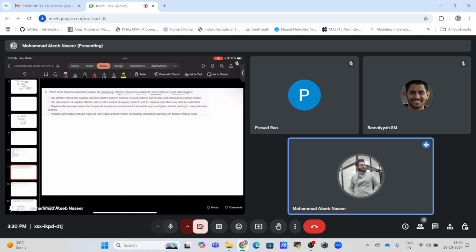We have been given four options. The first says that the effective mass being negative indicates that the particle's behavior is unconventional and deviates from the standard free particle model. This is absolutely weird. The particle behavior is not unconventional, it is just that the behavior will be opposite to that of the electronic behavior. The next says the phenomenon of negative mass is still a subject of ongoing research, and this is also absurd. The option that negative effective mass implies that the particle experiences an attractive force towards regions of higher potential, leading to a unique electronic behavior, is what we are looking for.